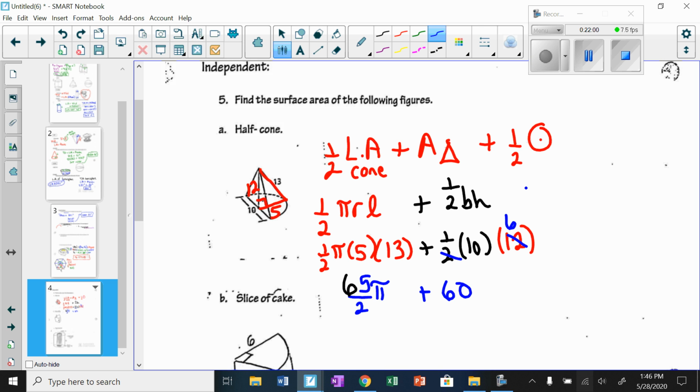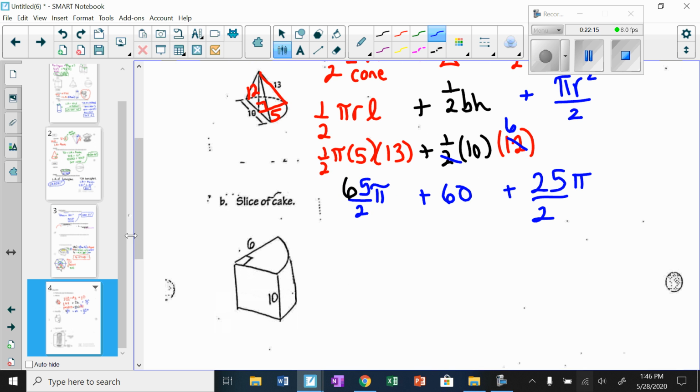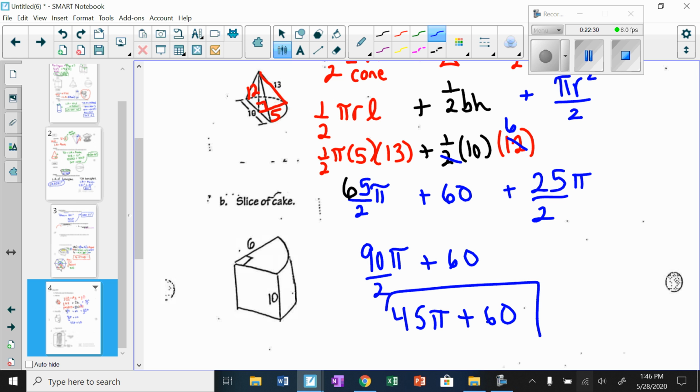So we are plus 60. And then we want to find half the area of the circle. So that's going to be pi r squared over 2. So we are going to be plus 25 pi over 2. And then we have 65 pi plus 25 pi is 90 pi over 2 plus 60. So that's going to give us 45 pi plus 60. And that is our final answer here.